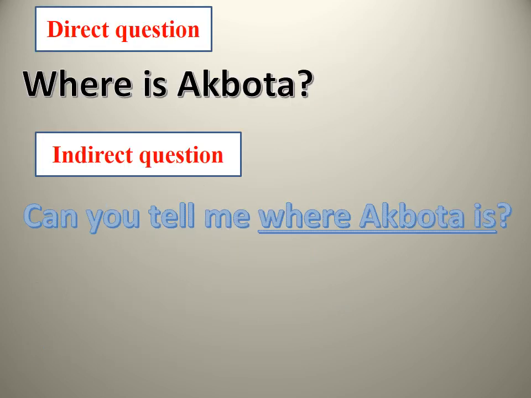Direct question: Where is Akbota? Indirect question: Can you tell me where Akbota is? In an indirect question, we use the order of a statement. Look at the direct question, we use is before Akbota. In the indirect question, we use is after Akbota.